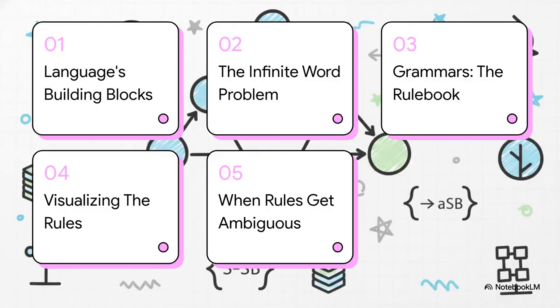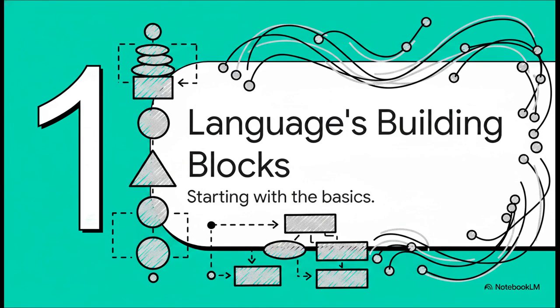So here's our game plan. We're going to start with the absolute basics, the real ground floor. Then we'll hit a major problem, introduce the super elegant solution, see how we can actually visualize it, and then finally, we'll dig into what happens when the rules get, well, a little fuzzy. Okay, let's just dive right in.